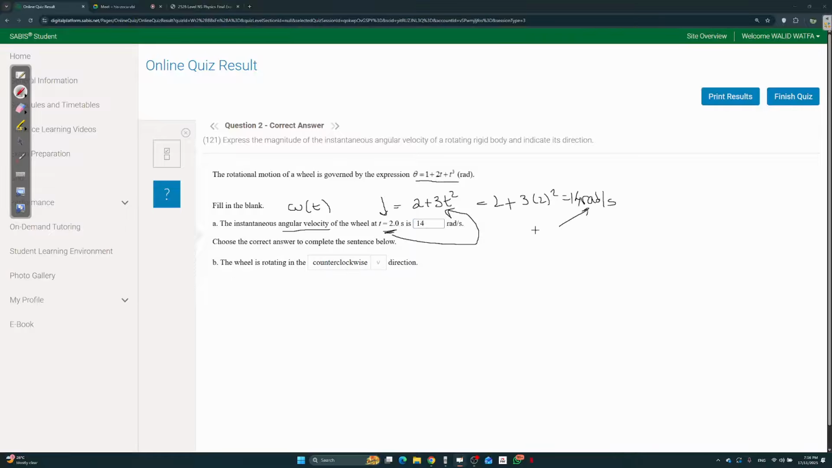Obviously, this is positive. If it's positive, that means it's counterclockwise. When would it be negative? Only if it's clockwise. If it's clockwise, then it's negative. Since it's positive, it's counterclockwise.